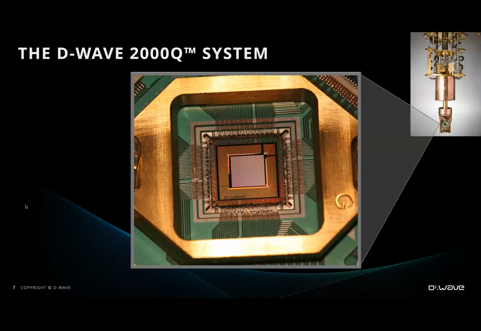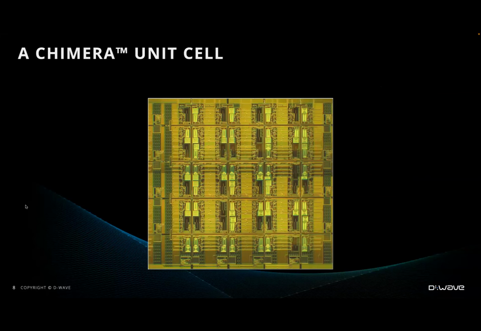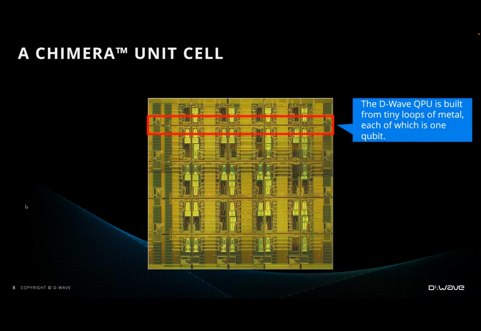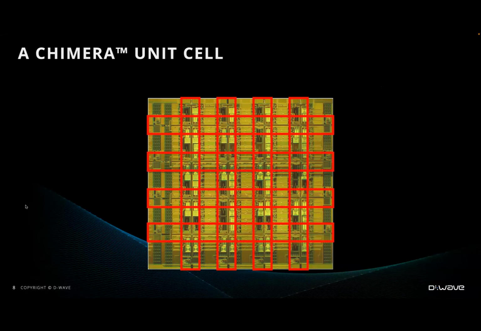In this unit cell, you can see lines going across horizontally as well as vertically. And each one of these is a qubit. It's a tiny loop of metal where the current can flow in one direction, the other, or both at the same time. So each one of these is a qubit. You see four going across and four going down. That's 8 qubits in one unit cell, 16 by 16 unit cells. And that gives you the 2048 qubits on the D-Wave 2000Q system.